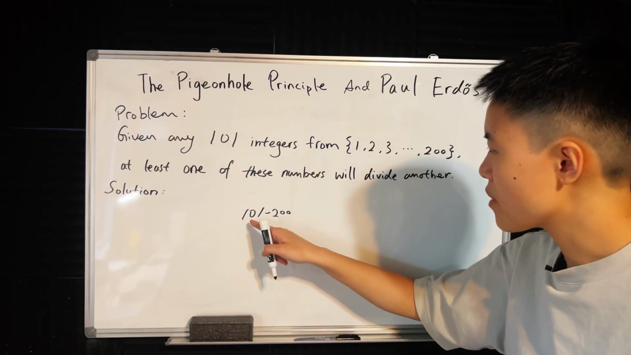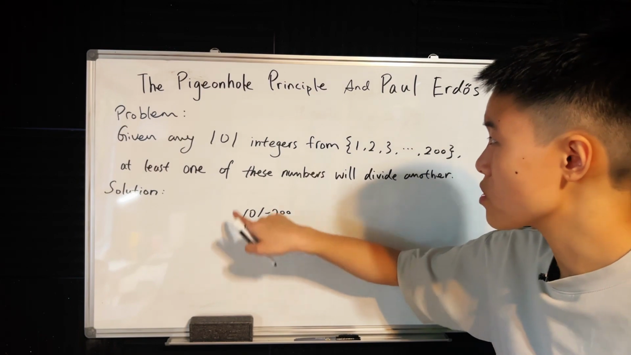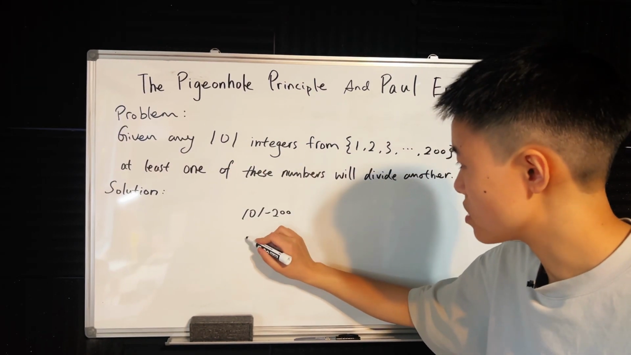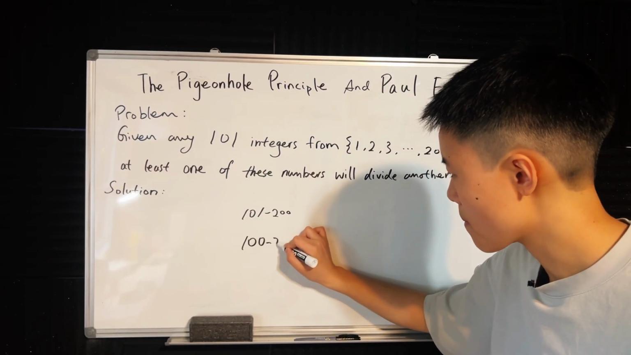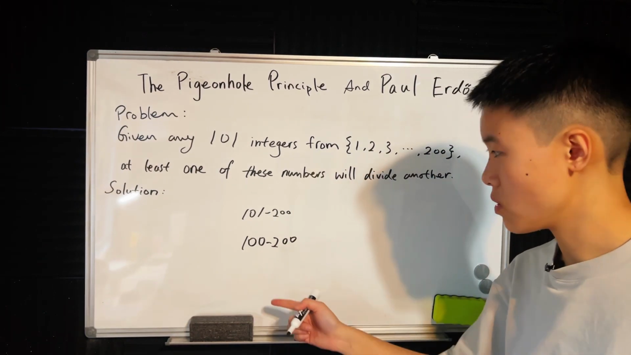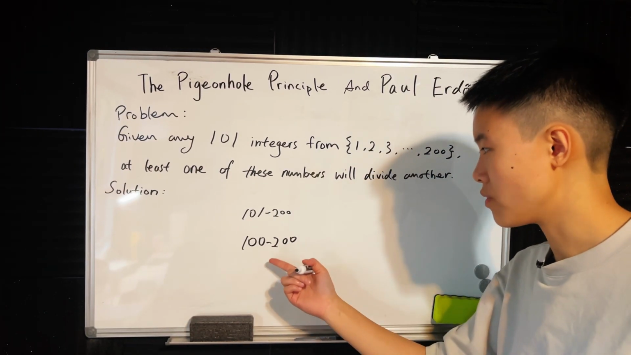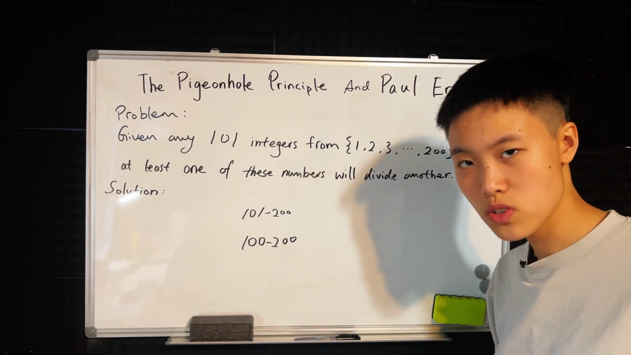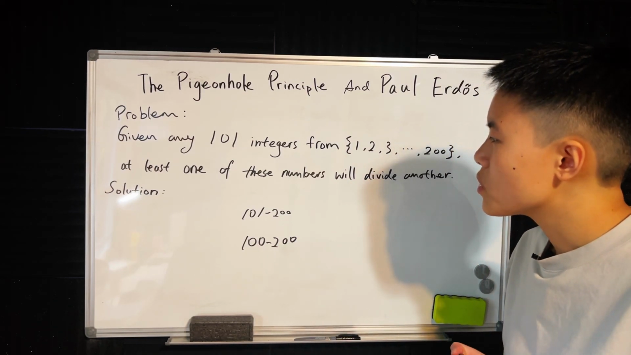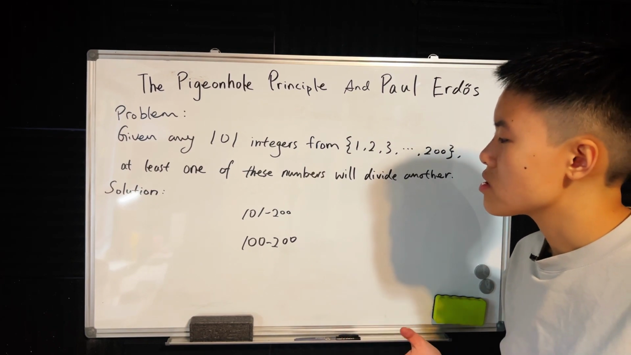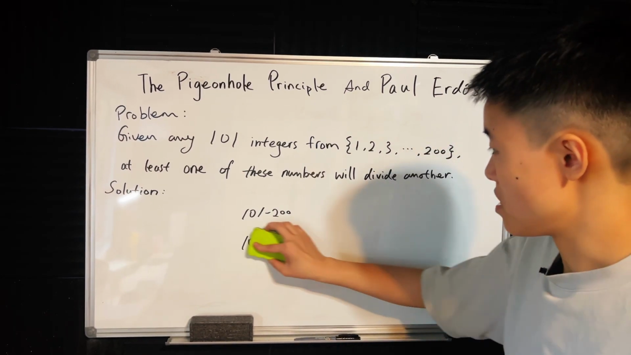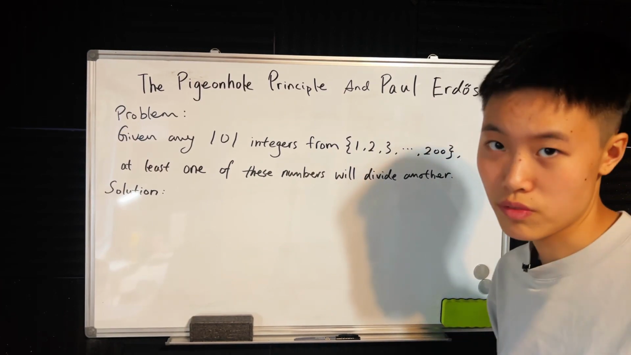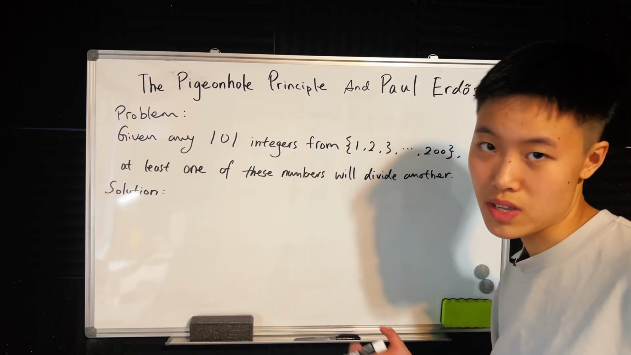So you have to at least have 101 integers, which makes the set include 100 to 200, so that one can divide another. For example, 100 divides 200 because 200 is twice as much as 100. So we now know that in the set there has to be an n, and there has to be a 2n for the set to have something that divides another.